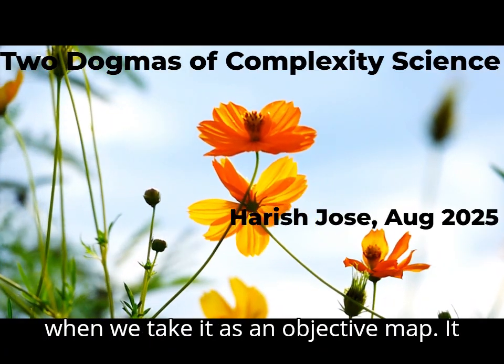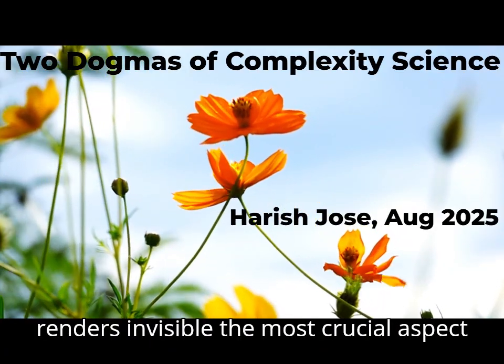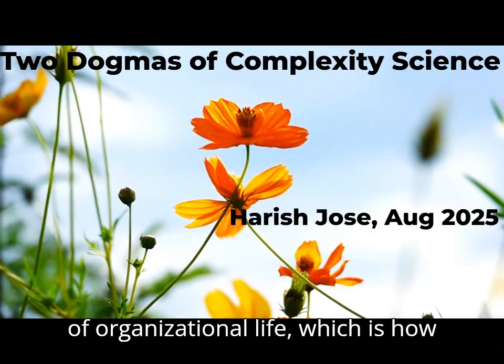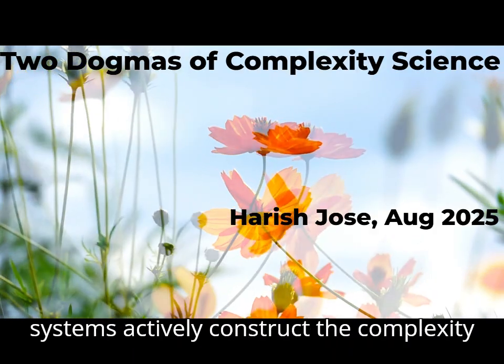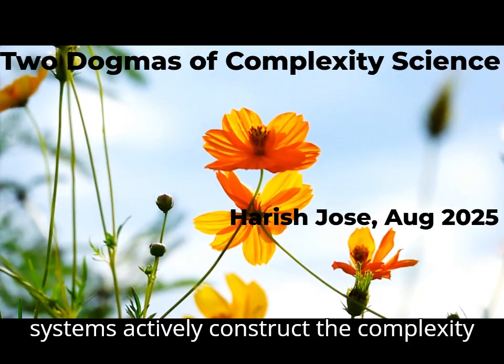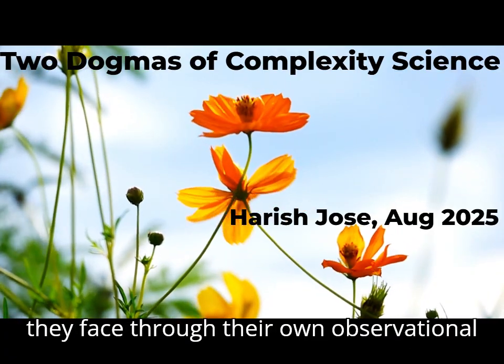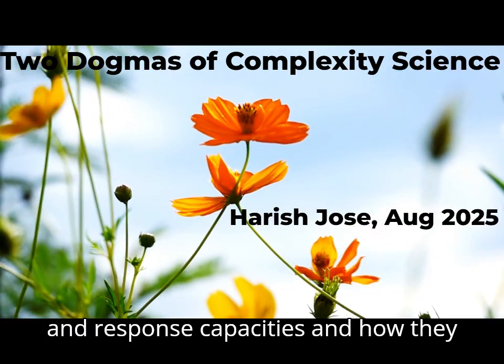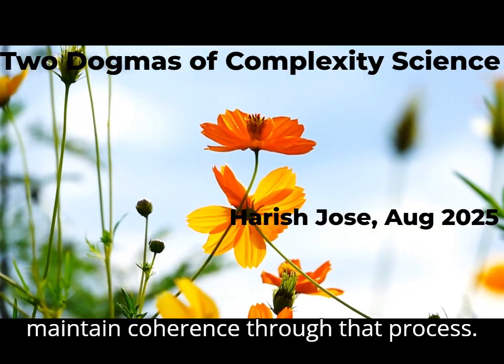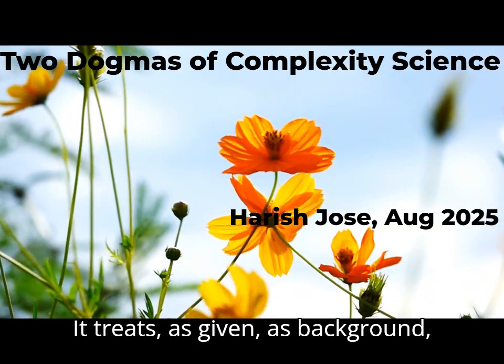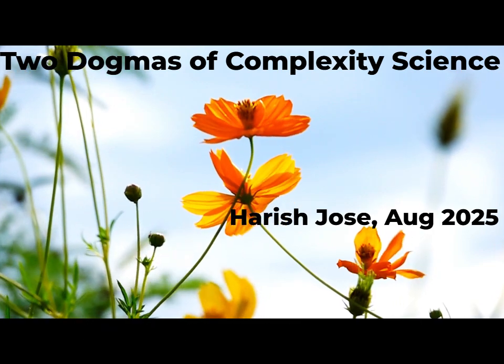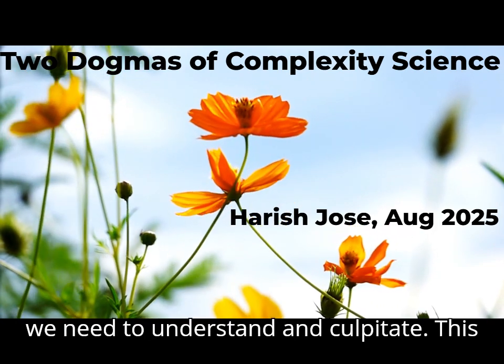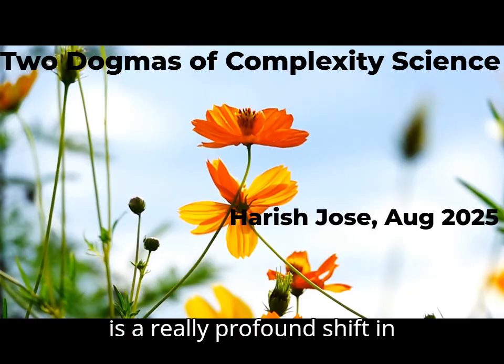So the chart, when we take it as an objective map, renders invisible the most crucial aspect of organizational life, which is how systems actively construct the complexity they face through their own observational and response capacities, and how they maintain coherence through that process. It treats as given, as background, what is actually the central phenomenon we need to understand and cultivate. This is a really profound shift in perspective.